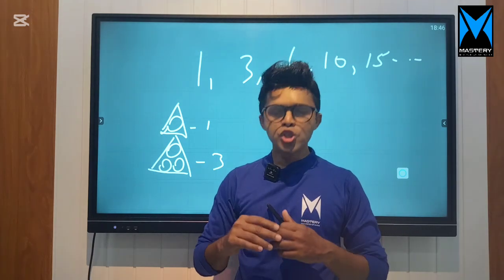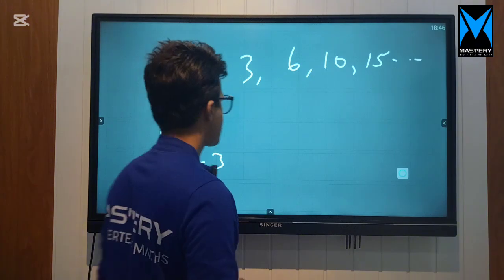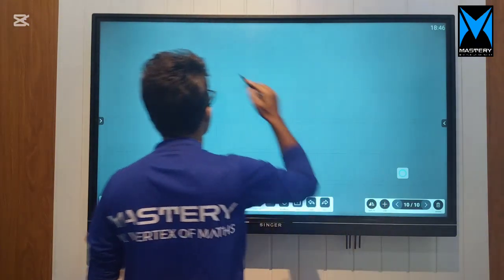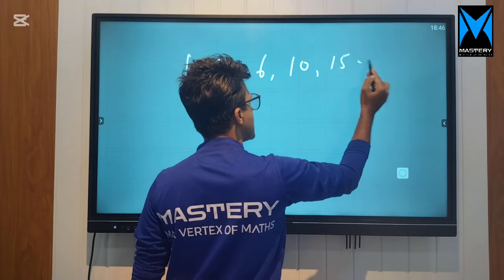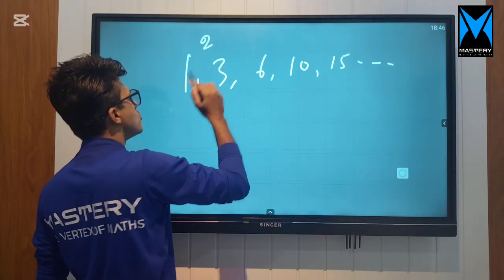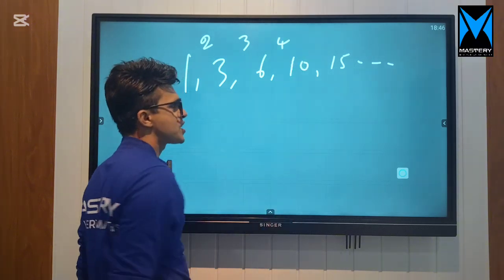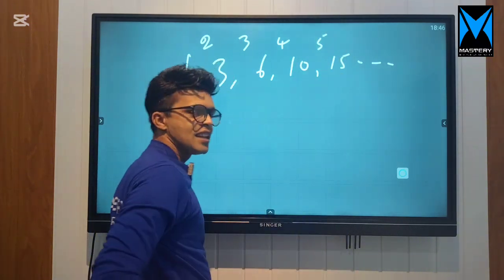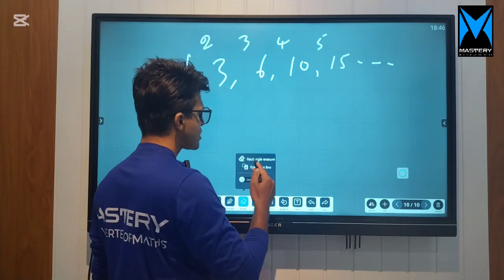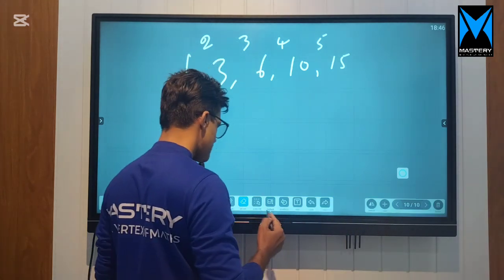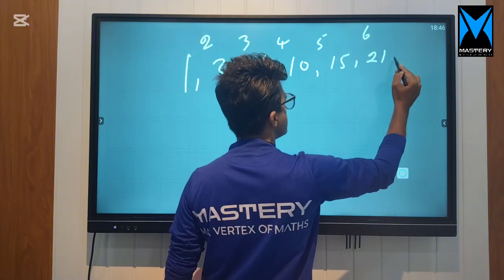Anyway, I'll teach you a certain way of getting triangular numbers: 1, 3, 6, 10, 15 and so on. 1 plus 2 is 3, 3 plus 3 is 6, 6 plus 4 is 10, 10 plus 5 is 15. Then if you want to get the next triangular number, what is the digit that you need to add to 15? Tell me. 15 plus 6 is 21.